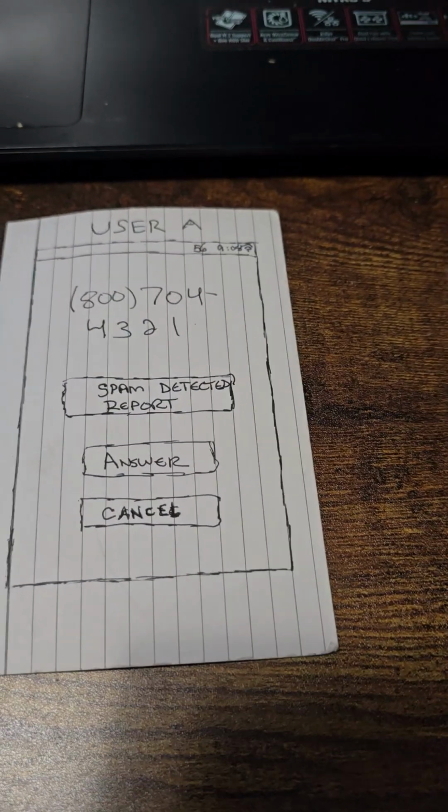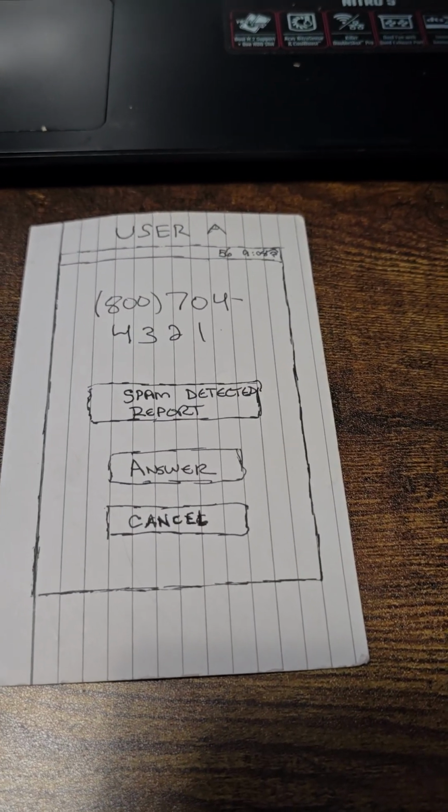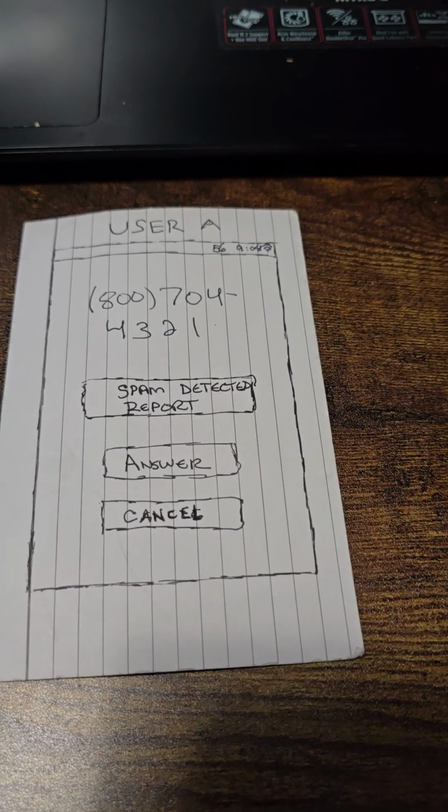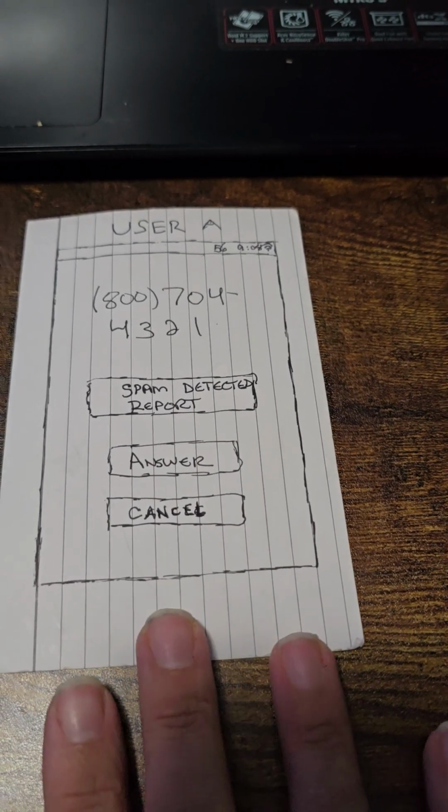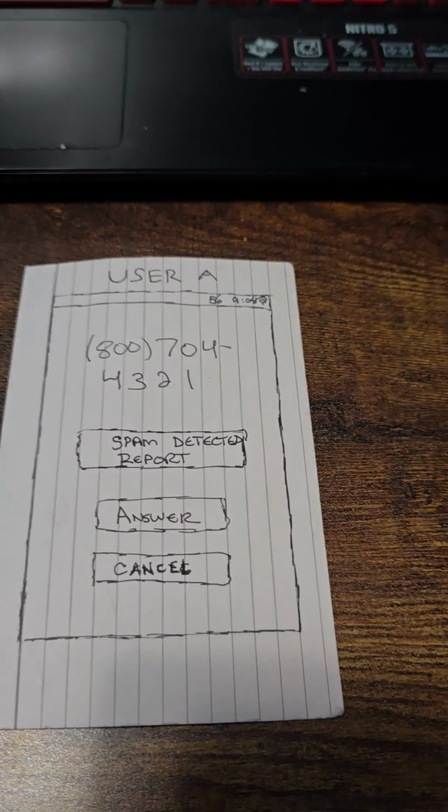So the concept for this app is basically a crowdsourced version of a spam detection system. For example, we've got two different use cases here to display how we can break it down. So we have user A. User A receives a call. If it checks into the database and determines that it is in fact a registered spam number, it will automatically report that.